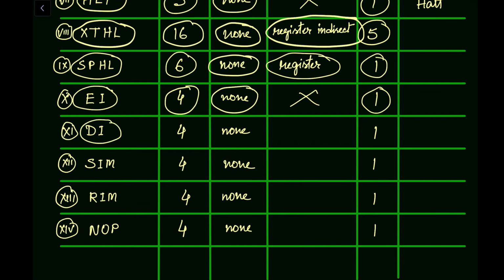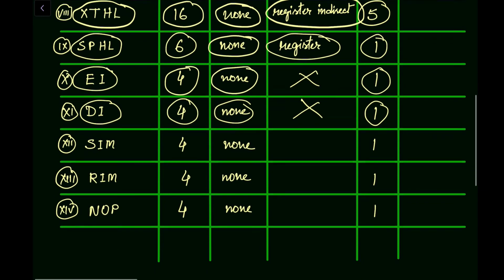Next we have disable interrupt. This is just the opposite. We need only one machine cycle and 4 T states. None of the flags are modified and we need not mention the addressing mode. Here the function of this DI, that is the disable interrupt, is that when this instruction is executed, the interrupts are disabled. Whatever interrupts arrive at the microprocessor will be disabled.